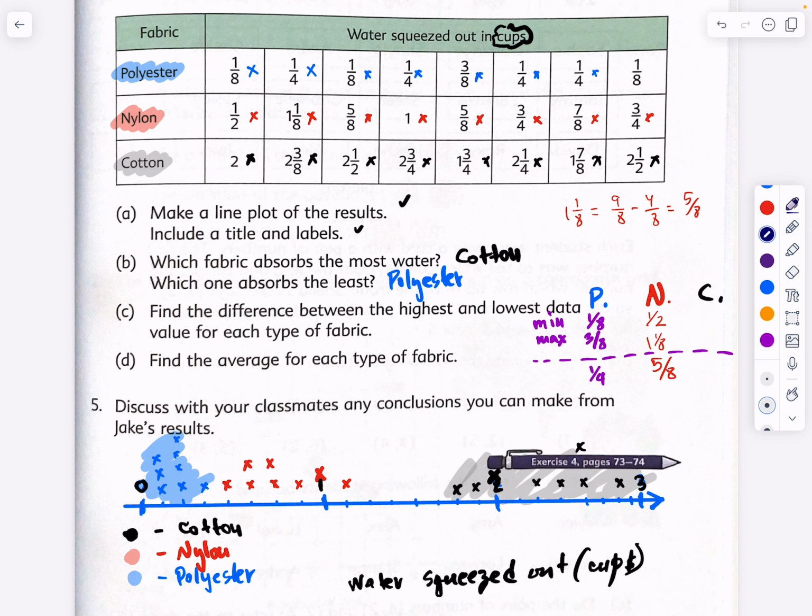And finally, for cotton fabric, what is the smallest? The smallest is 1 6/8. We can put 1 6/8, right? Or 1 3/4. 1 6/8. And the largest is also 2 3/4 right here. This is your largest quantity, 2 6/8. So the difference in cotton is quite large. You see the data points are more spread out. It's 1 cup.